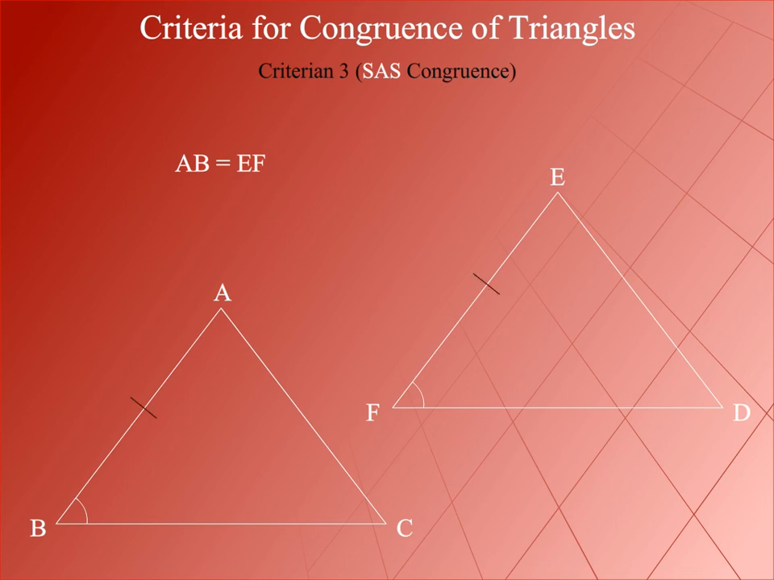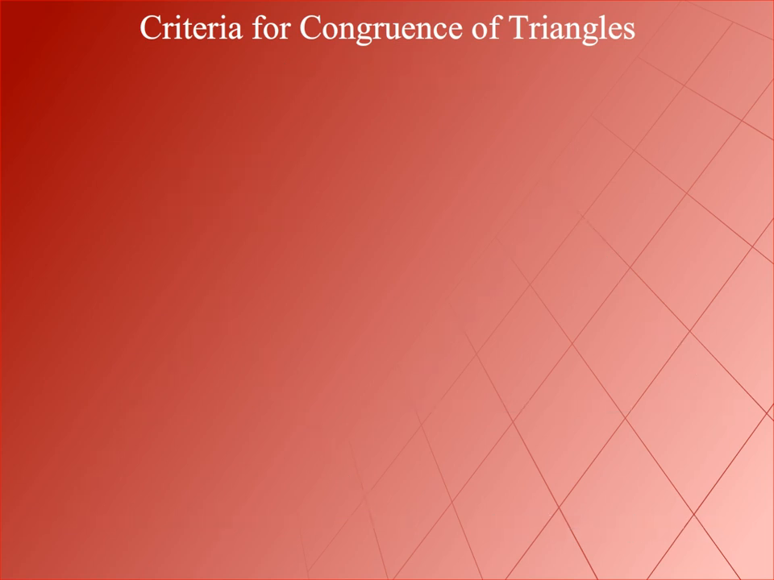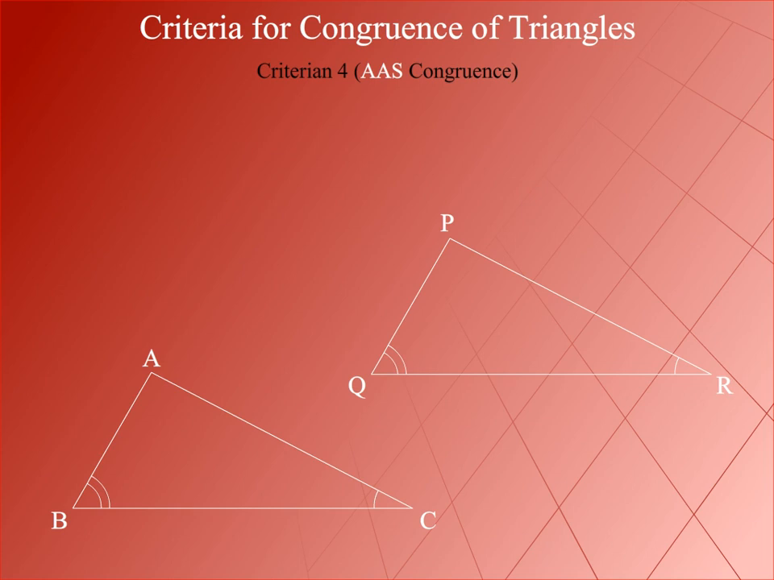If 2 pairs of corresponding sides are equal and the angles between the pairs of sides are equal, then triangle CAB is congruent to triangle FDE. Criterion 4. AAS congruence. 2 pairs of corresponding angles are equal and the sides included in the pairs of corresponding angles are equal. Triangle ABC is congruent with triangle PQR.